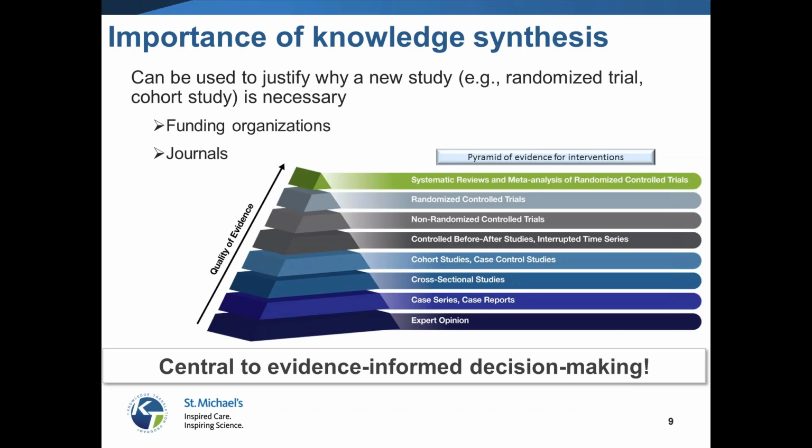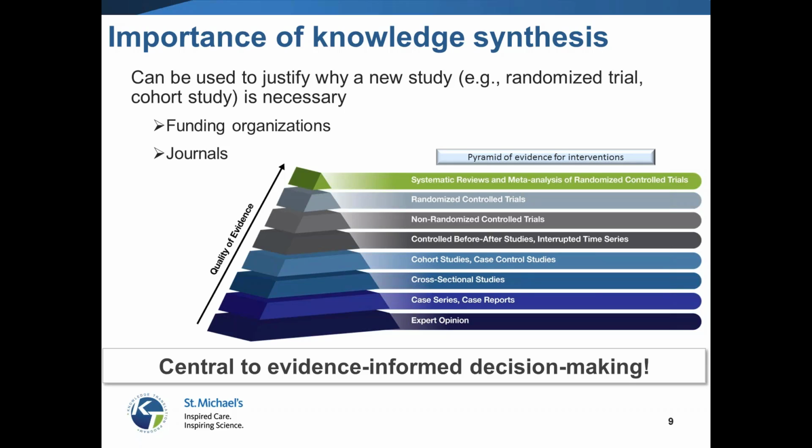We can use knowledge synthesis to justify why a new study is necessary. For example, with the Canadian Institutes of Health Research, in order for us to get funding for a randomized trial, we actually have to do a systematic review and show them that we're not sure whether this intervention works or not. Perhaps the previous studies were underpowered. Perhaps it's a new intervention, and we need to do this randomized trial in order to progress the field and determine whether this intervention works.